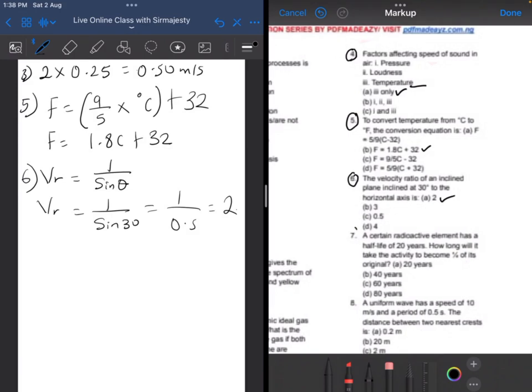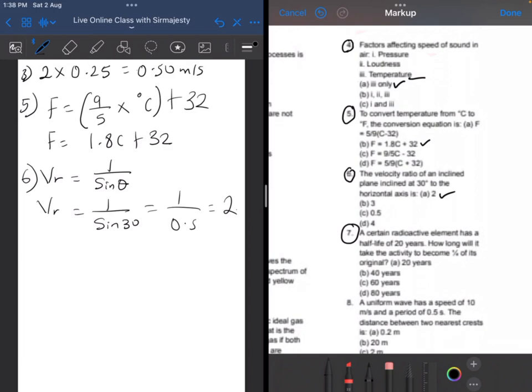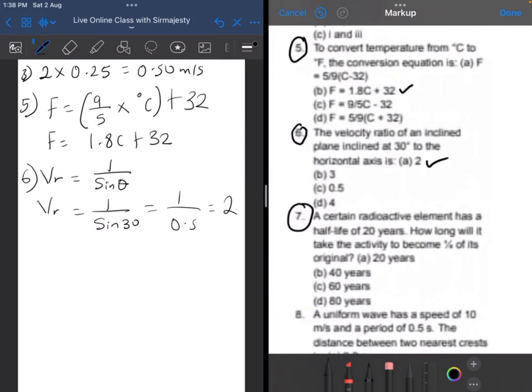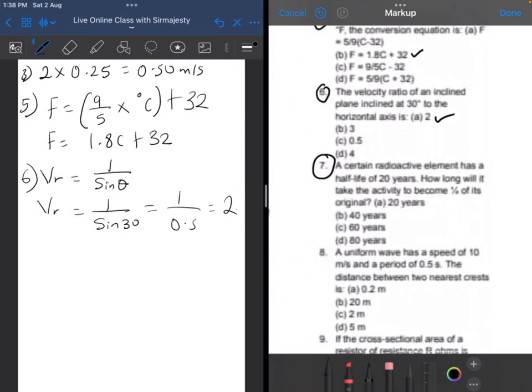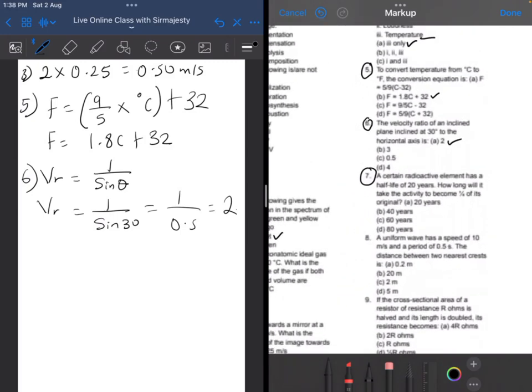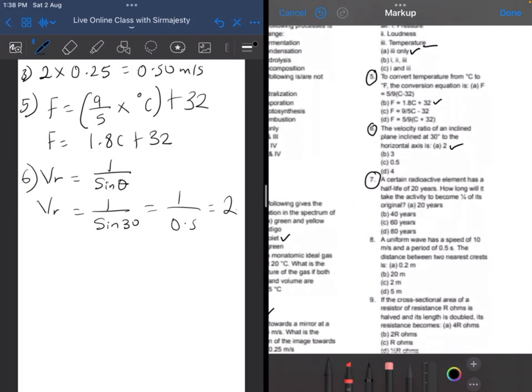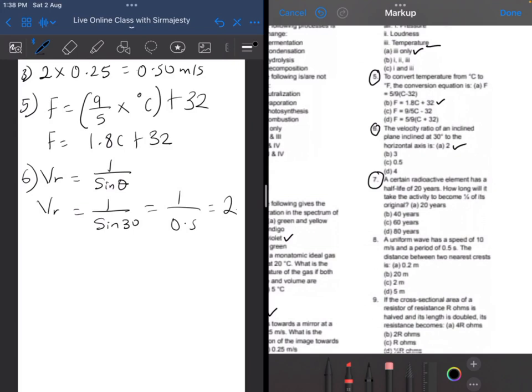A certain radioactive element has a half-life of 20 years. How long will it take the activity to become 1/4 of its original? I'm sorry that this image is a little blurry. This is 1/4: this is 4 and this is 1. 1/4 of its original.